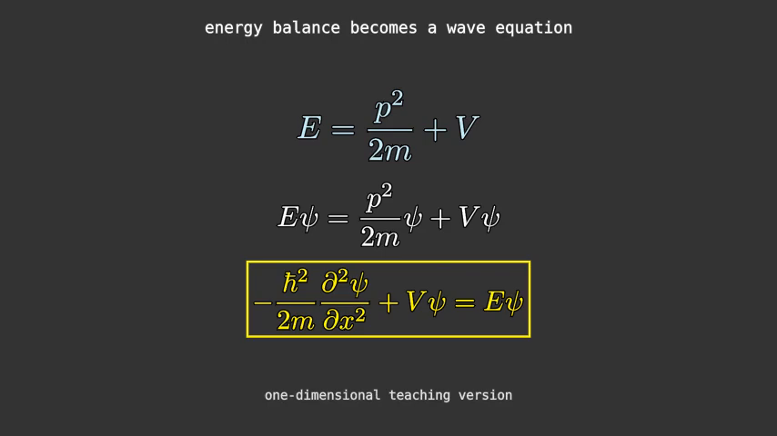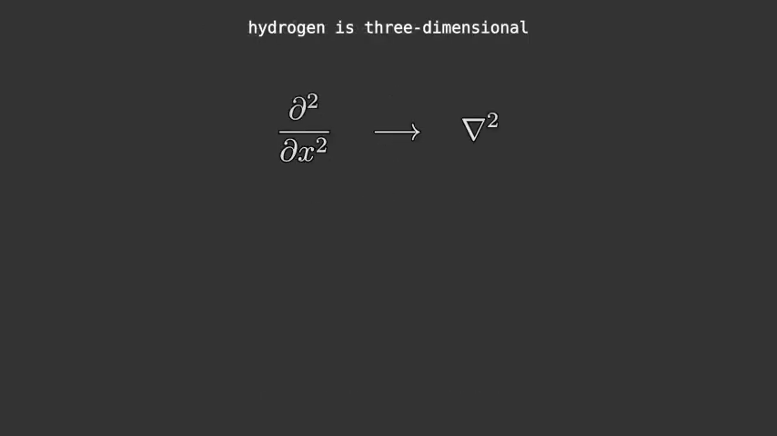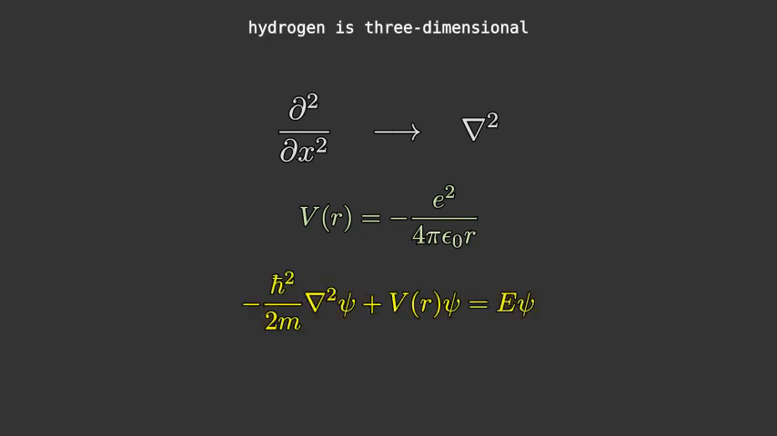But we already know how to replace p squared psi. Replace it with minus h bar squared times the second spatial derivative. The result is the one-dimensional teaching version, minus h bar squared over 2m times the second derivative of psi plus V psi equals E psi. This tells us which spatial wave shapes are allowed for a given energy.